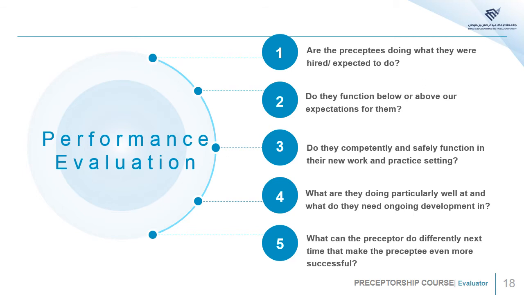In doing performance evaluation for your trainees, consider the following. Are the preceptees doing what they were expected or hired to do? Do they function below or above our expectations for them? Do they competently and safely function in their new work and practice setting? What are they doing particularly well at, and what do they need ongoing development in? What can the preceptor do differently next time that makes the preceptee even more successful?